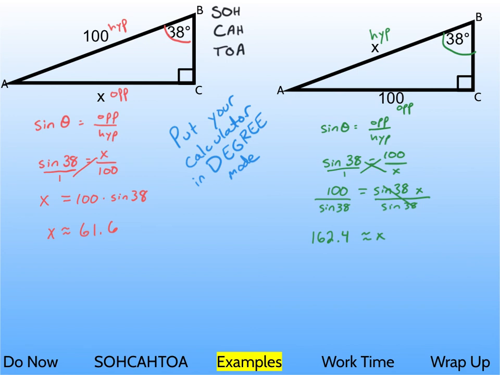So, step 1, label your sides. Step 2, pick which ratio you're looking for. Step 3, plug in your values. Step 4, cross multiply. Forgot to put that little line there, but cross multiply. And then step 5, just simplify what you have. So you might need to multiply. You might need to divide in the end. I'll give you a hint here. If the x is on top, you're going to just multiply. If the x is on the bottom, you're going to end up dividing.